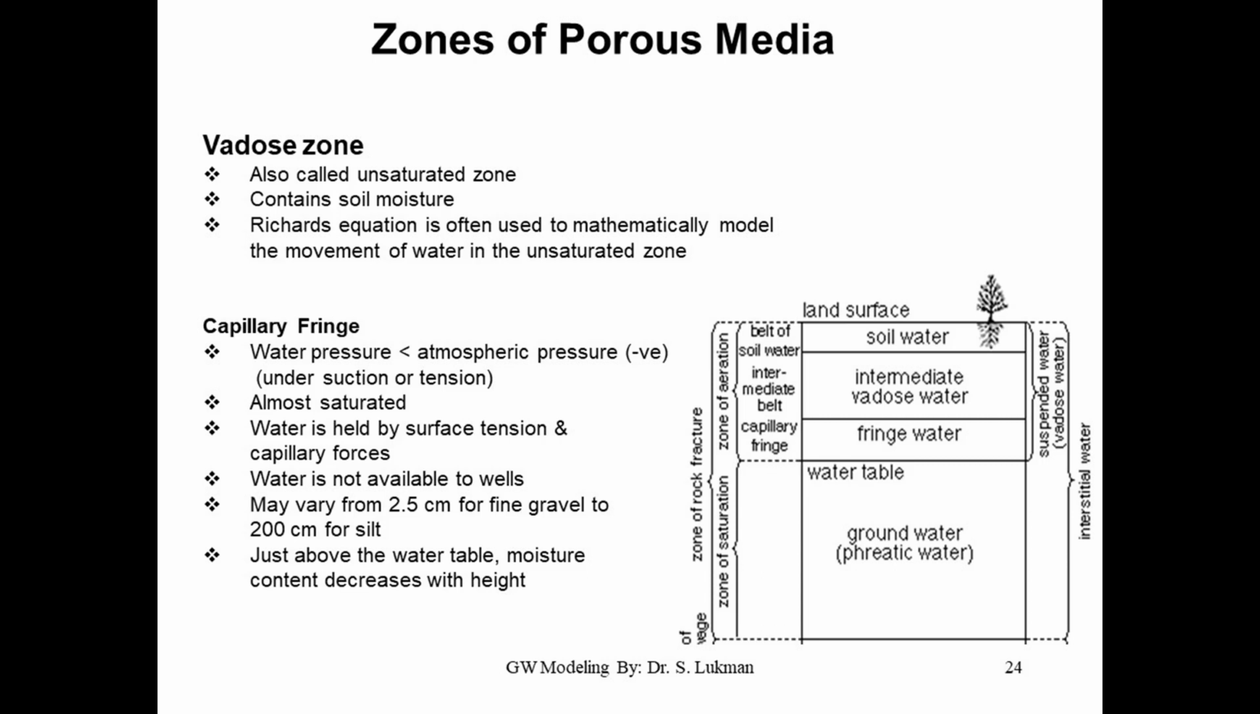So the pressure is negative in the capillary fringe. Like I said, we are going to examine that and discuss exactly what we mean by that. What are the pressures? Why is it negative? And it is almost saturated. Water is held by surface tension and capillary forces, which are the interfacial forces. Water is not available to wells, although it is almost saturated. By available to wells, it means the water doesn't flow under gravity.